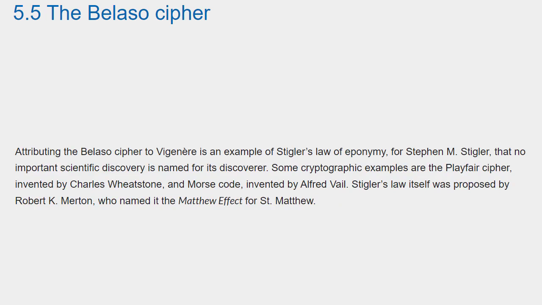Attributing the Belasso cipher to Vigenère is an example of Stigler's law of eponymy, for Stephen M. Stigler, that no important scientific discovery is named for its discoverer. Some cryptographic examples are the Playfair cipher, invented by Charles Wheatstone, and Morse code, invented by Alfred Vail. Stigler's law itself was proposed by Robert K. Merton, who named it the Matthew effect for St. Matthew.